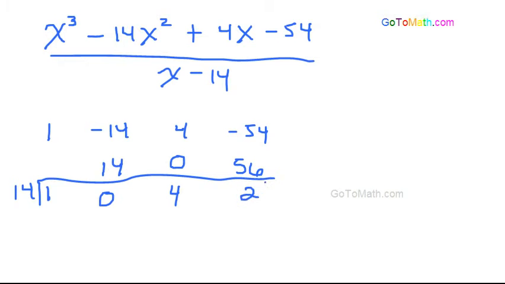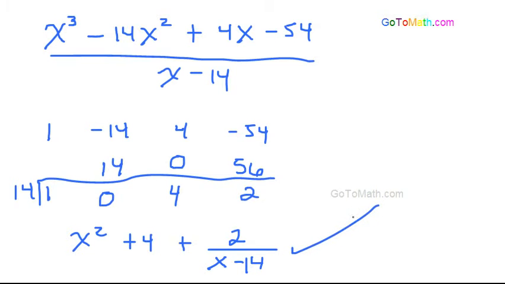And that's 2. I'm not even going to use a calculator on that. Forget it. Right? 4, 5, 6, 56. Okay, so we have 1 times x. Let's see, that's x cubed. So it'd be 1 times x squared plus 0 times x plus 4. And then plus 2 over x minus 14. Bam. How do you like that?